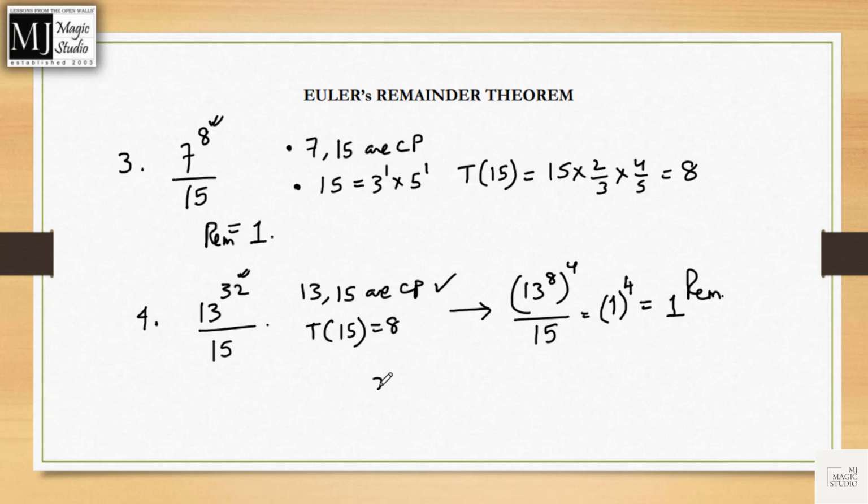So we can say that (x to the power t) whole to the power n when divided by y, where x and y are co-prime and t is the Totient number of y, in this case also the remainder will always be 1.